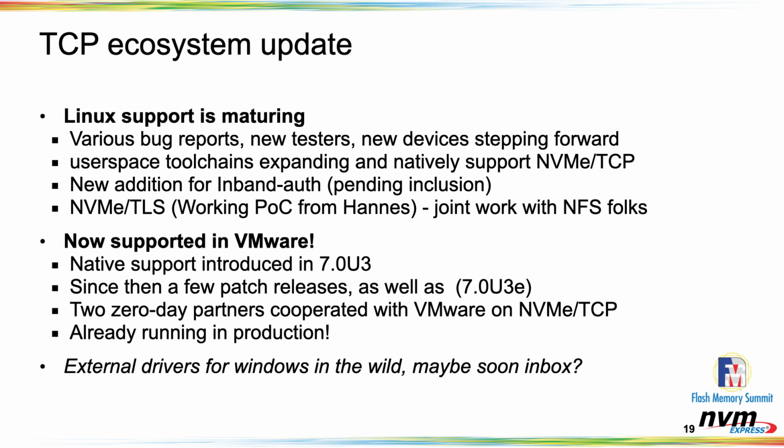What else is new is that NVMe over TCP is now supported in VMware, included in 7.0U3, which is good. 7.0U3 has been updated a number of times, including fixes to NVMe over TCP and NVMe in general. There are zero-day partners, specifically 2 of them, that have contributed to make that production ready, and it's already running in production. We're seeing that, and that's a very big improvement for the ecosystem.